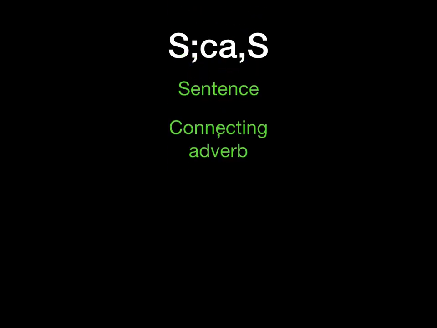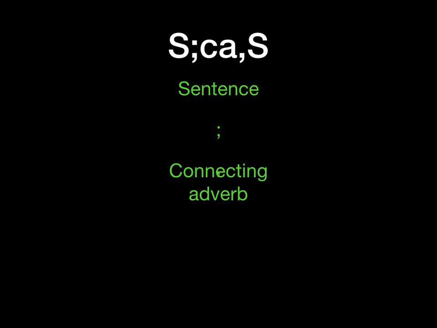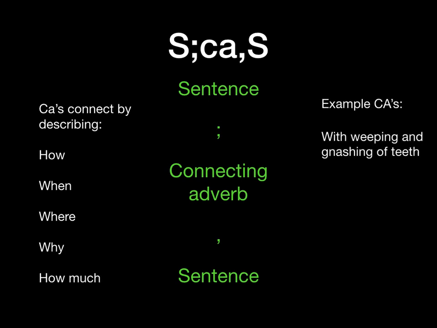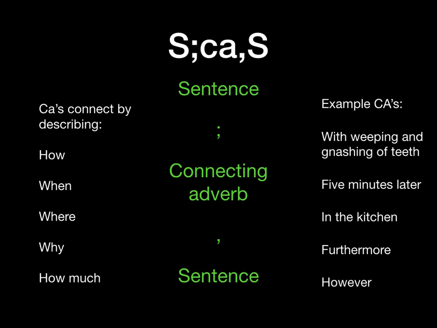Sometimes you're going to stick a CA in the middle for a little variety, where you'll have a sentence, a semicolon, a CA, a connecting adverb, another comma, and a sentence. Those connecting adverbs are words or phrases that can connect those sentences by describing either how, when, where, why, or how much they are related. A few example CAs are with weeping and gnashing of teeth, or 5 minutes later, or in the kitchen, or the classic ones like furthermore and however.